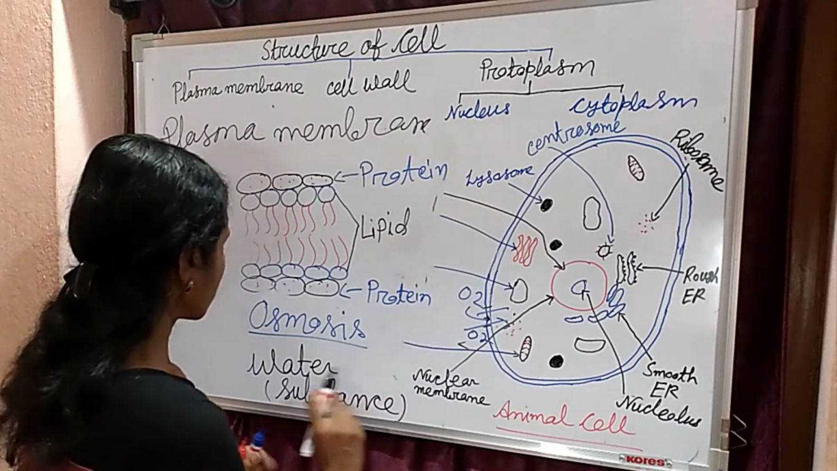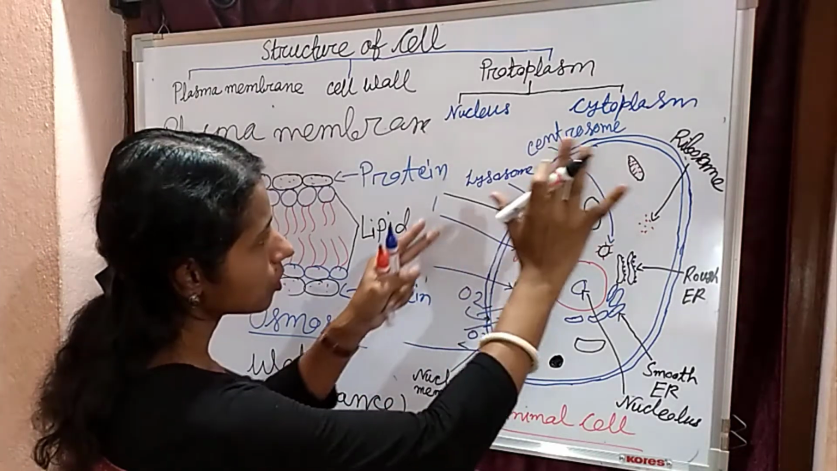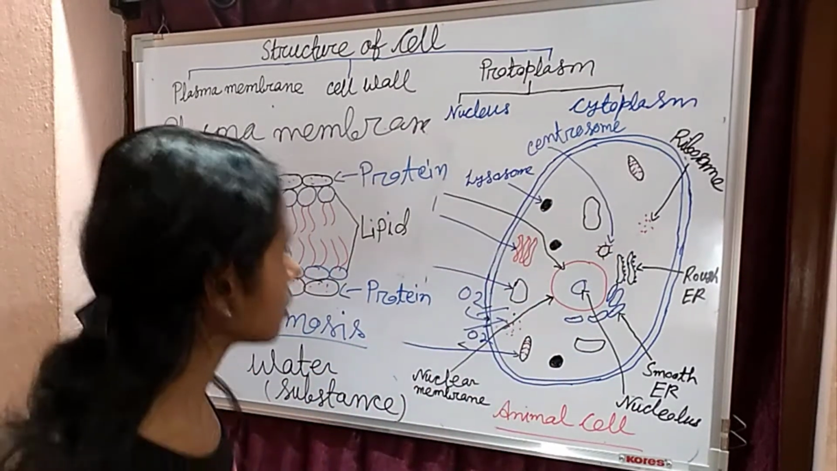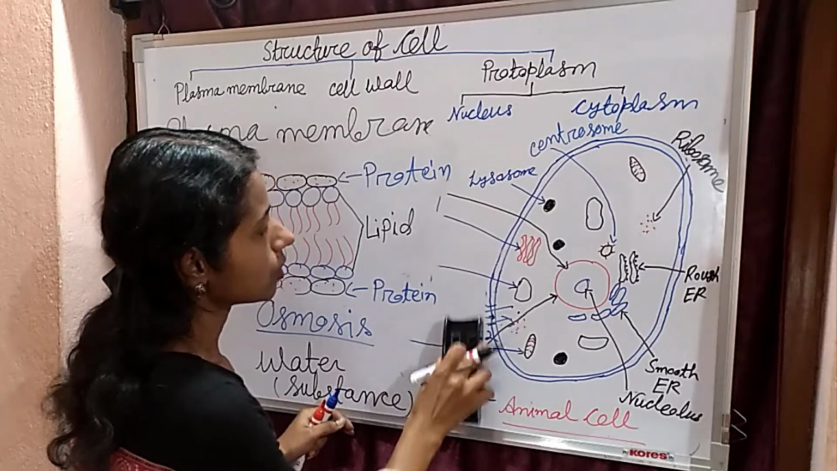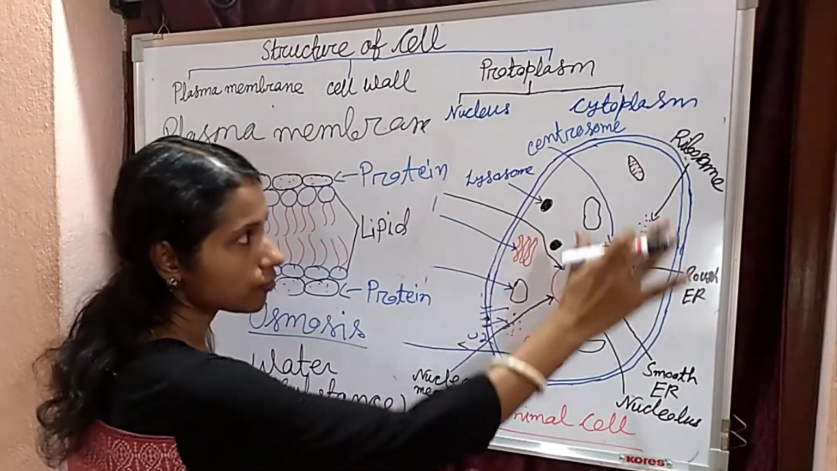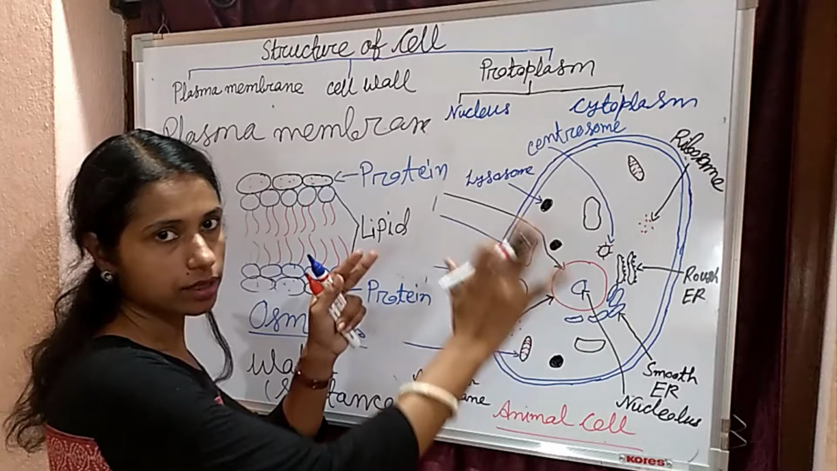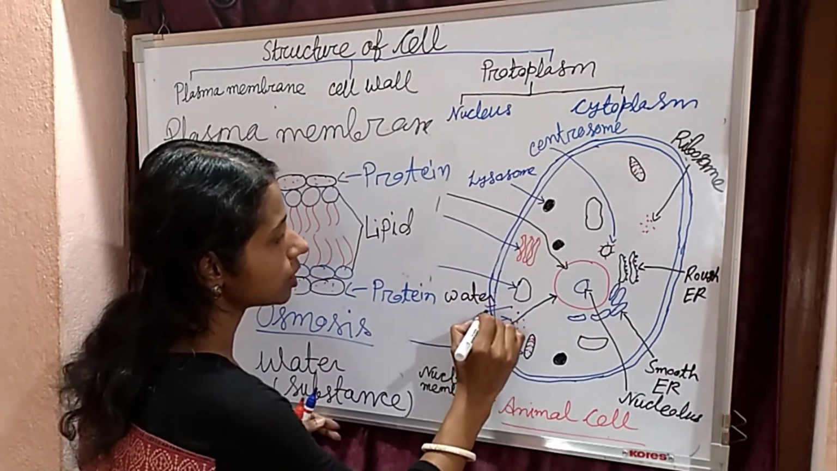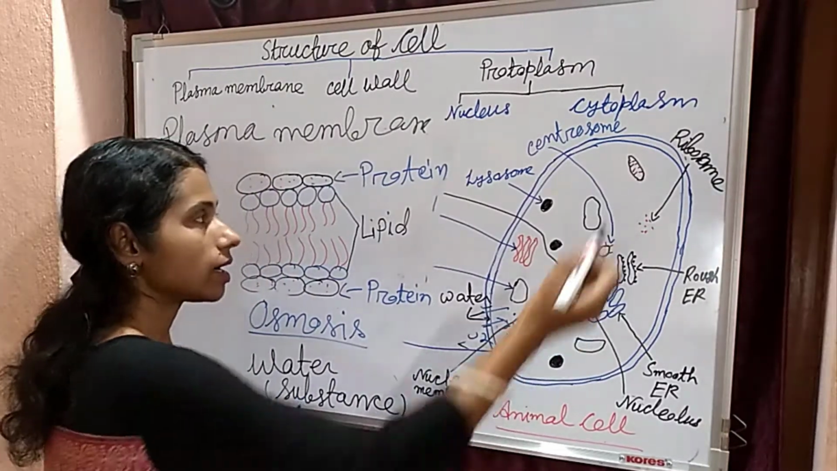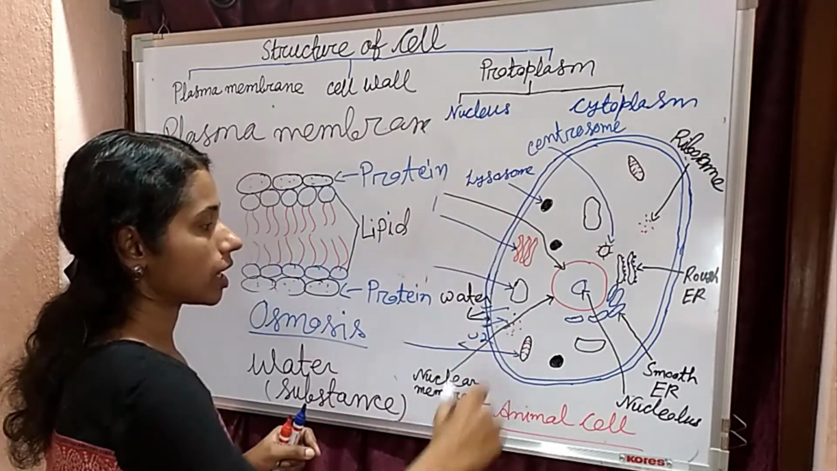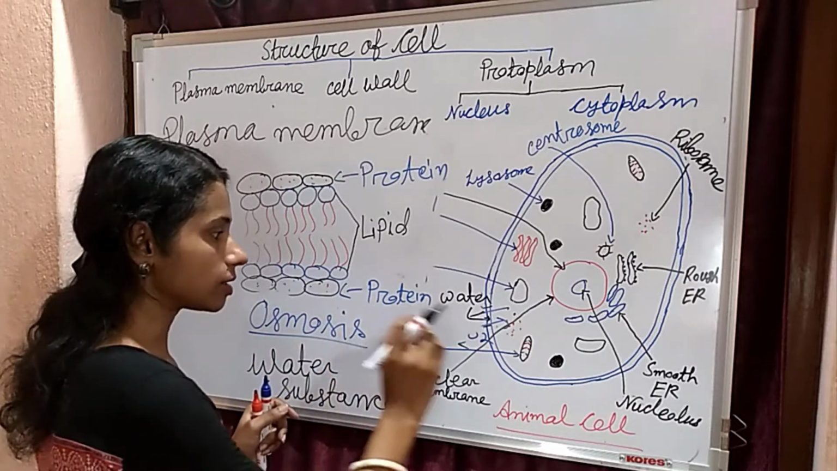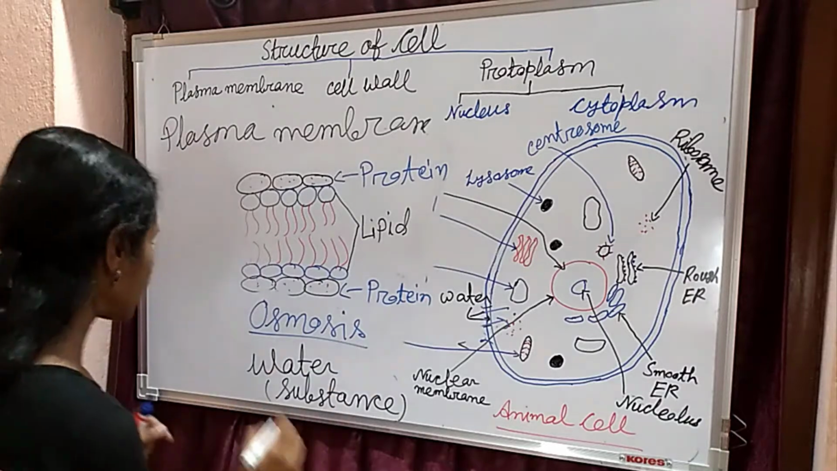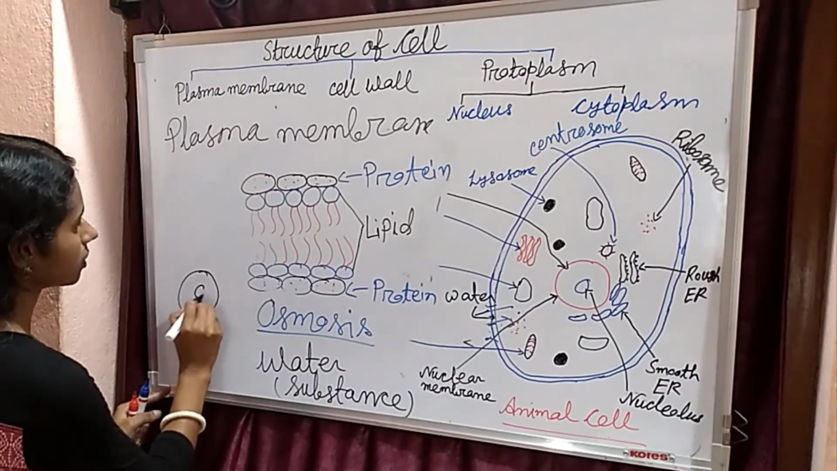Now what happens if the concentration of water is more inside the cell? If it is full of more concentrated water, water will come out of the cell. Water will release from the cell. And if the surrounding atmosphere has more water concentration, then what happens? Water will get inside the cell. Okay? See, this is a cell.